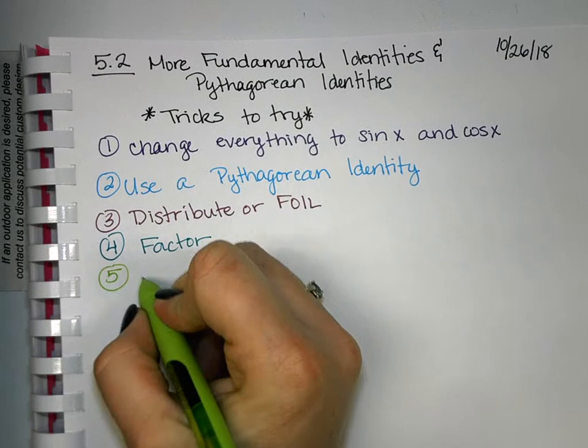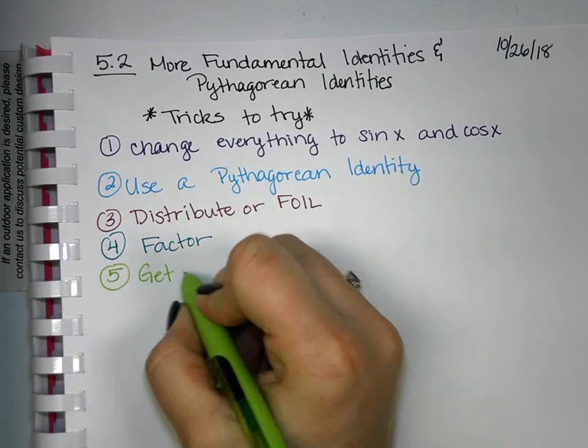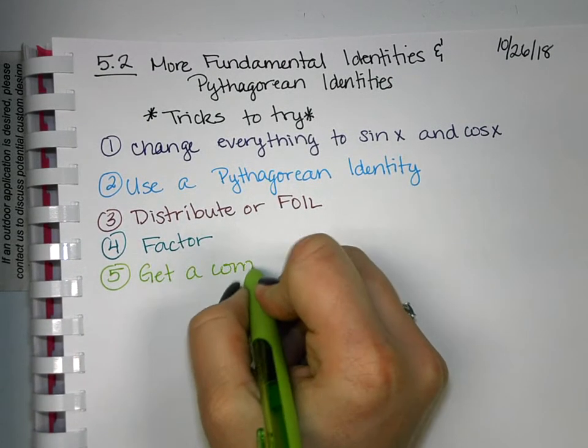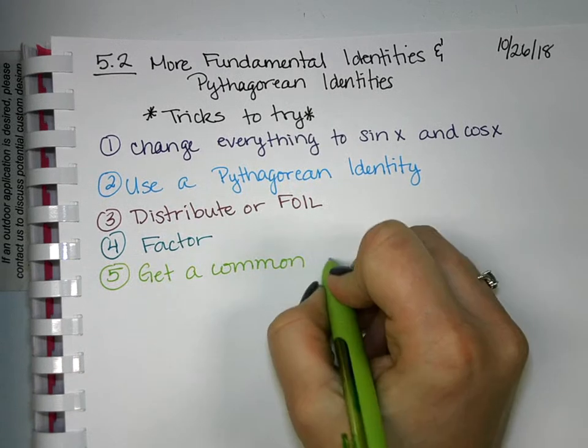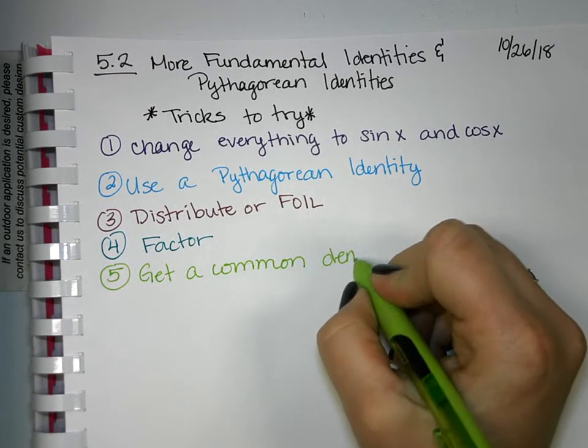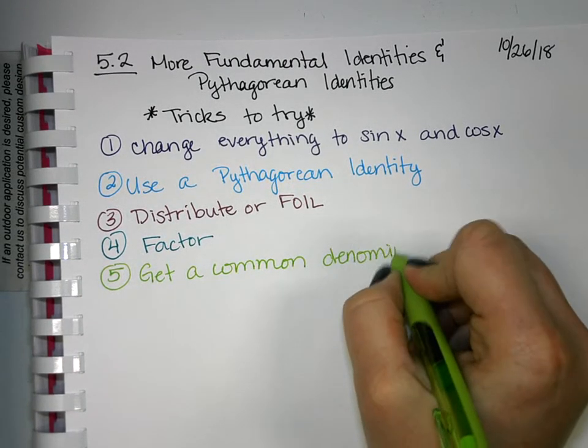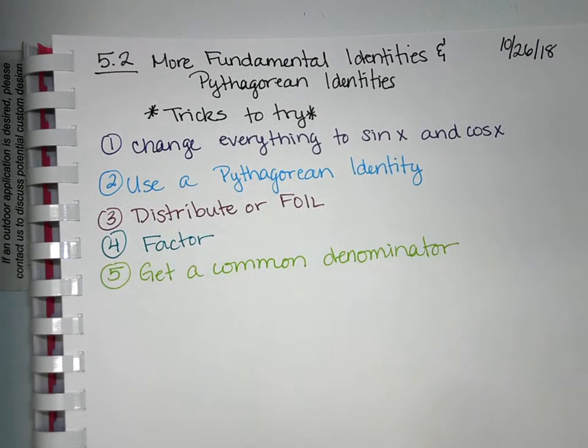Our fifth one, get a common denominator. So this one's really good for when you're adding or subtracting. Getting a common denominator so that you can combine your fractions into one can sometimes get you started with simplifying.